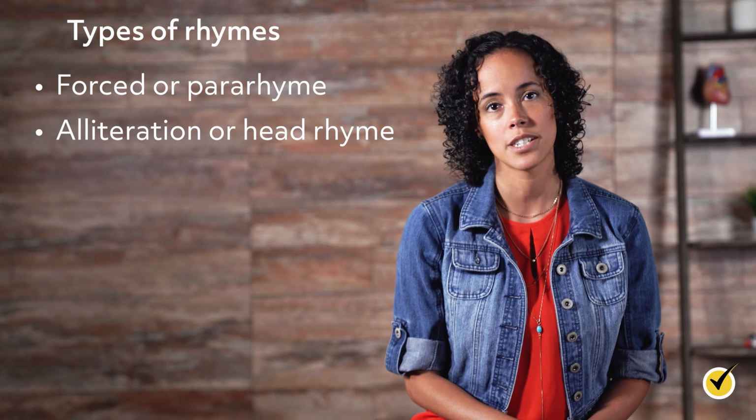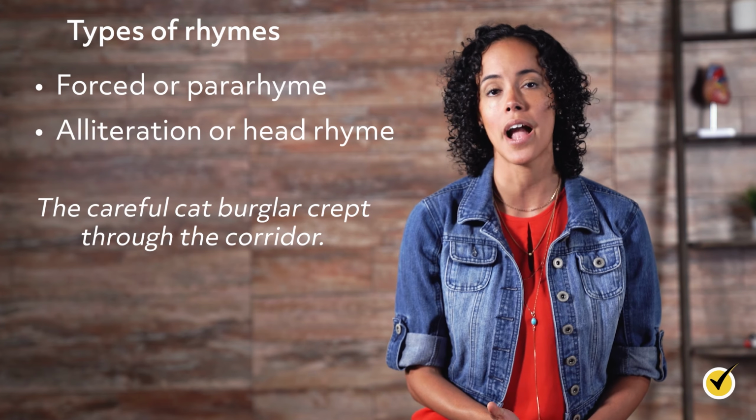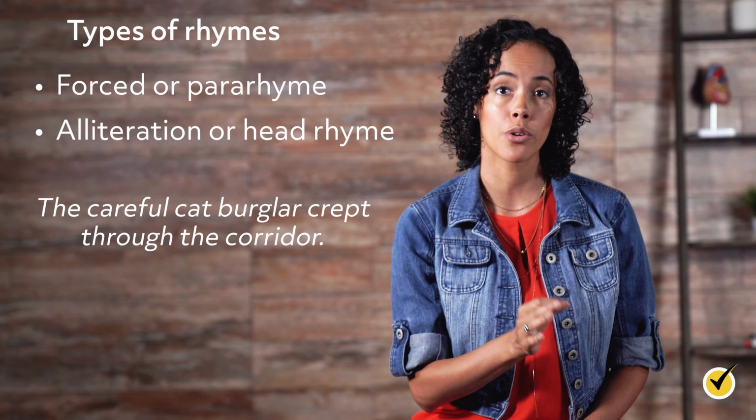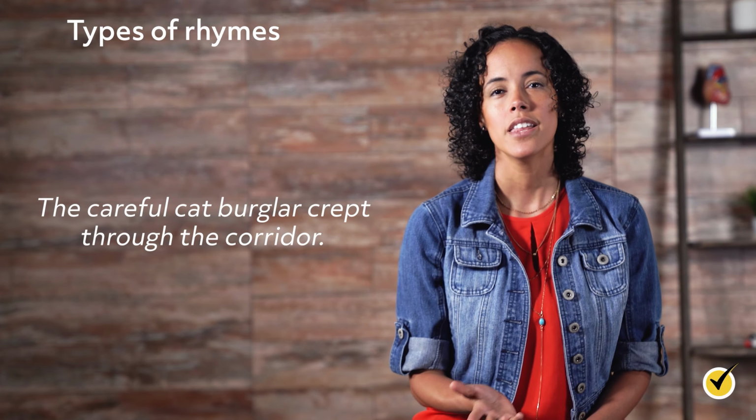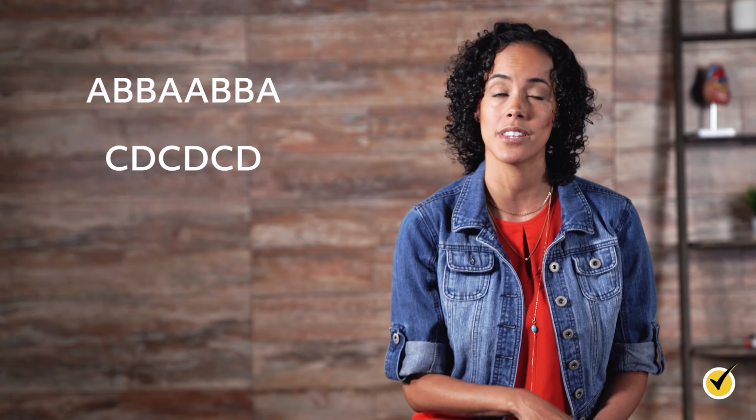Alliteration or head rhyme. This one is also self-explanatory. The first syllables rhyme. The careful cat burglar crept through the corridor. There's usually a pattern in poems with rhyming schemes, such as ABBA, ABBA, or CD, CD, CD. The individual letters represent lines that rhyme with each other.